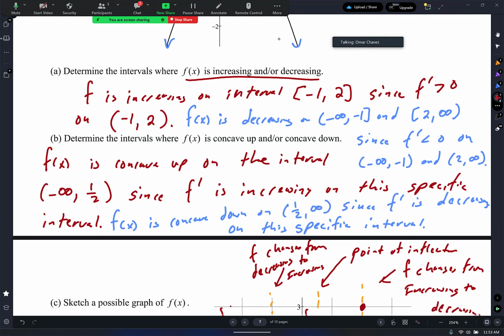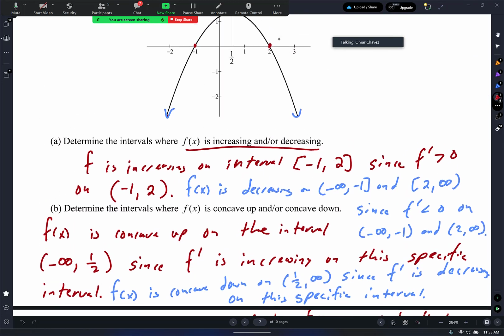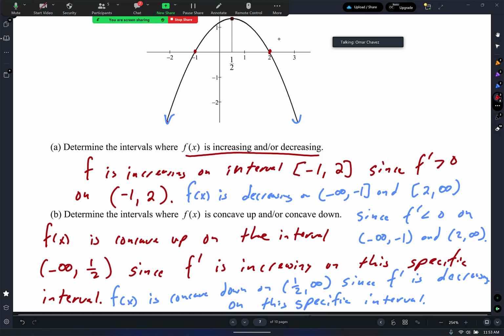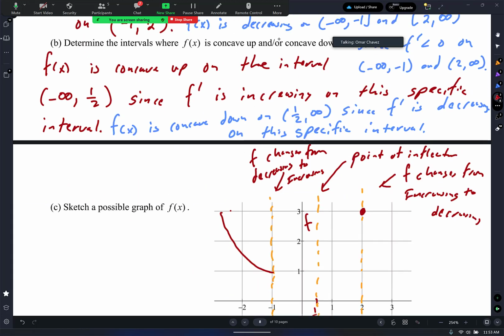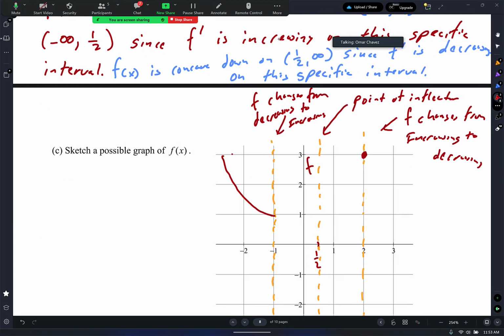Right at -1, I have a horizontal tangent because it touches. And then from -1 to 2, I'm increasing, but I'm still concave up until I reach a half. So concave up until I reach a half. And then right at a half, I change my concavity from concave up to concave down. So I'm going to put a point just to let them know that I'm changing my concavity. And now I'm increasing again, but concave down.